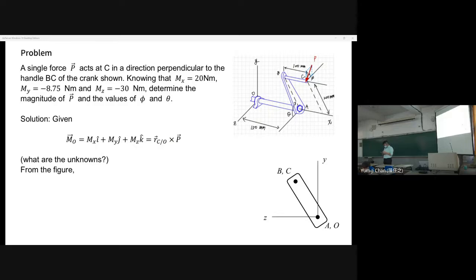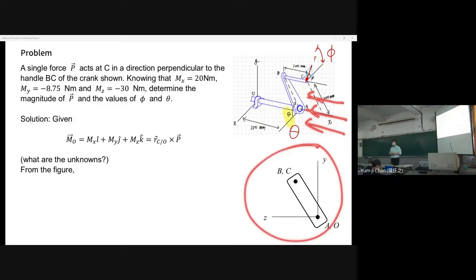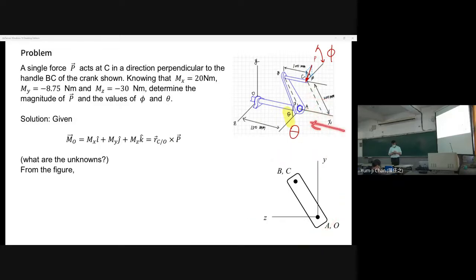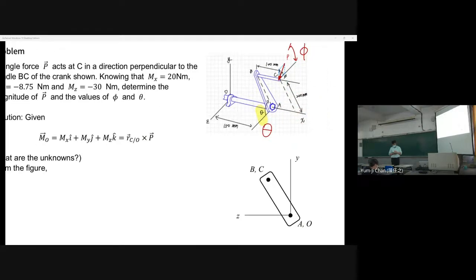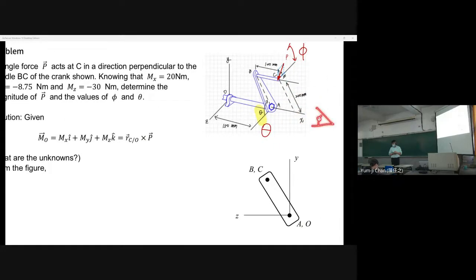The unknowns in this problem are theta and phi. Let me write it clearly. This one is theta and this one is phi. This figure is quite small, so let's look at the problem from this side and draw the figure again. Let's look from the right, so let's have our eyes here. We look from this direction, so we draw it here.